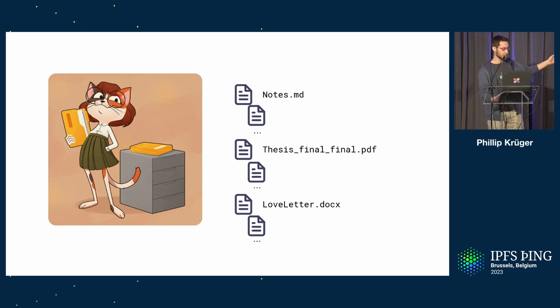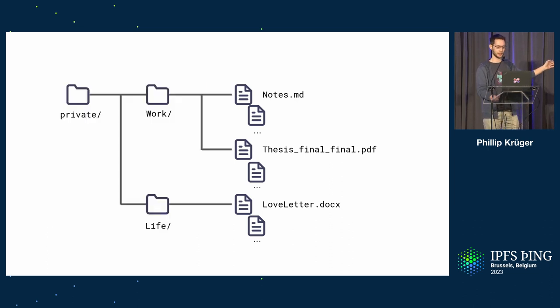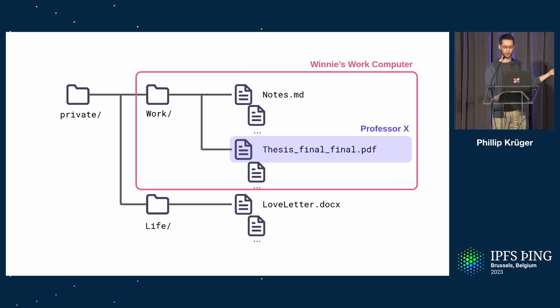But actually, Queenie is very, very tidy. She organizes her data in the file system with a directory hierarchy, and she separates her work from her life stuff. Now, if she wants to share something, she wants to be able to, for example, only give access to the final rendered thesis for her professor. But if she has a work computer, she wants to be able to easily have the work computer access everything in her work directory. So how do we do that?